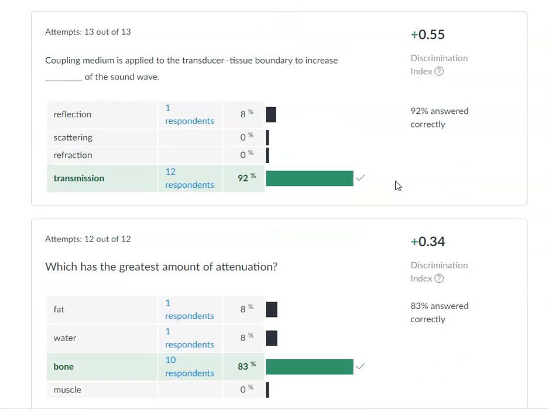Next question. A coupling medium is applied to the transducer tissue boundary to increase the transmission of the sound wave. And if you want to prove this to yourself, just lift the transducer off of the tissue where you have no coupling, and you will not see any anatomic information. So coupling medium increases the transmission into the patient.